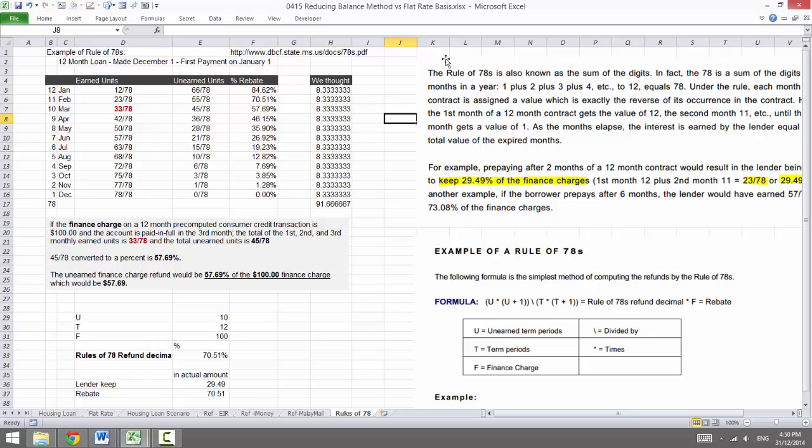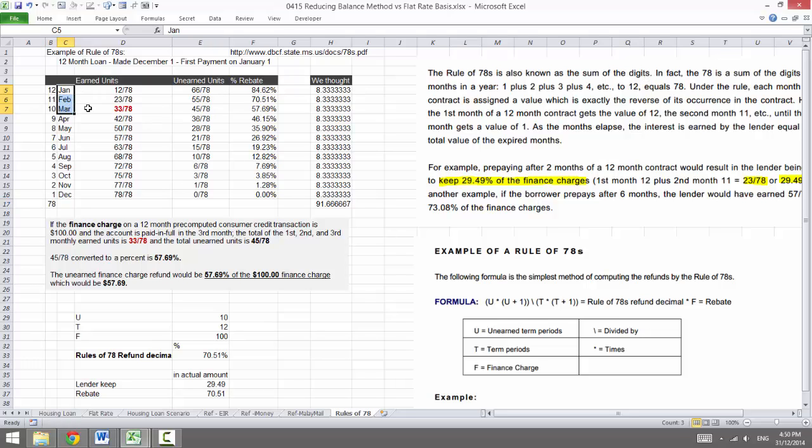So here it says the rule of 78 is also known as the sum of digits, and you can go through this PDF file and read. So here's the number of months, and if you add this up, it will be 78. So this is what it means, the sum of the digits.